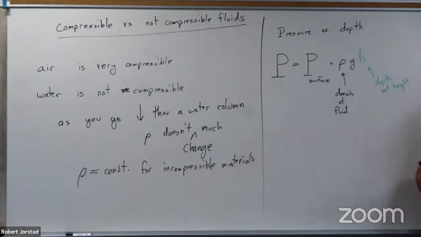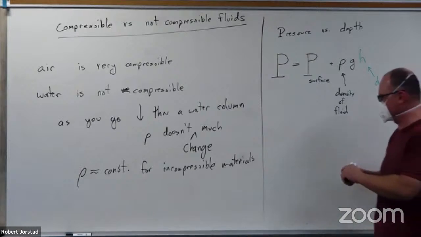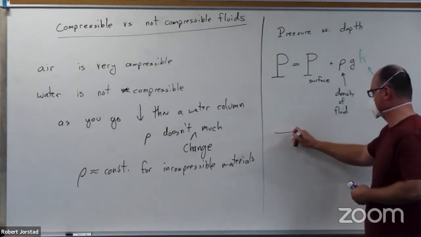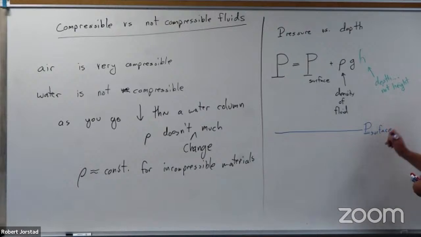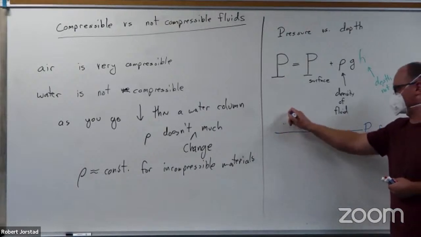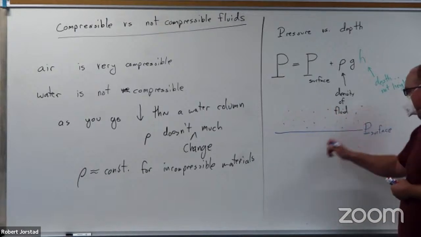Normally, when we talk in physics, H has been height for every single problem. And then suddenly, for this one equation, they change H to depth. Let me be clear about what this means. There's going to be some pressure at the surface. Usually that pressure is atmospheric pressure because right next to it is usually some air molecules, right?